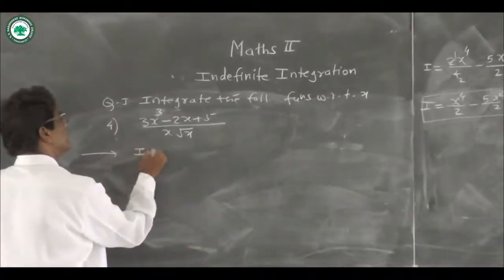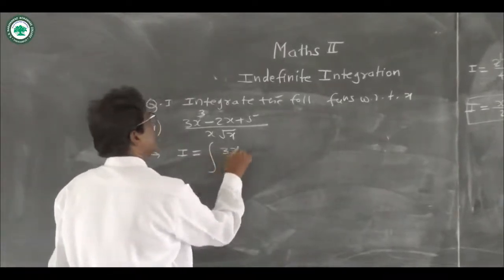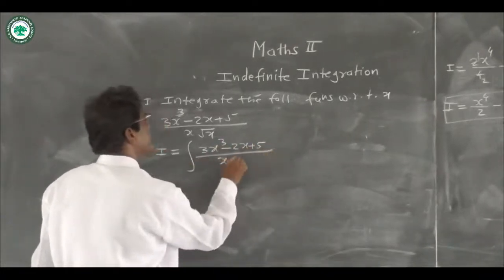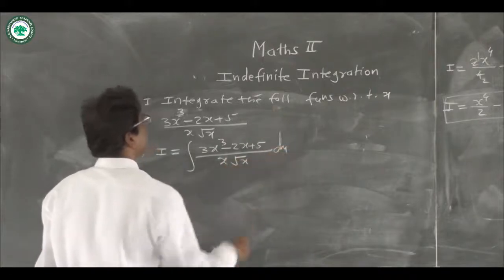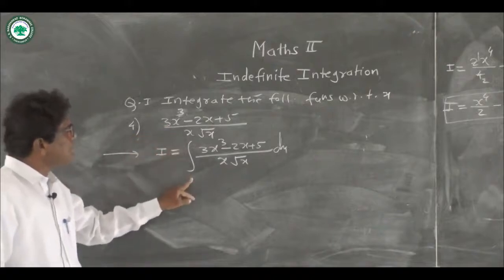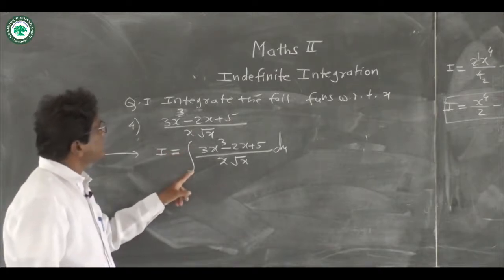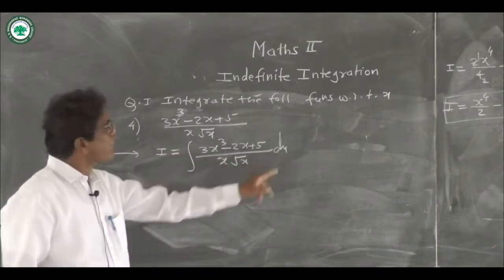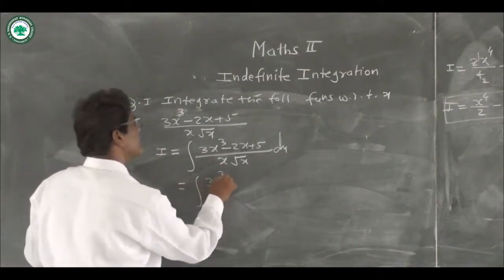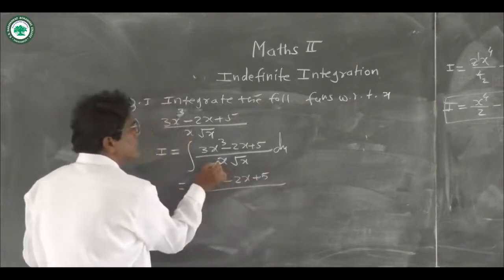Let I is equal to, we write the integration sign, integration of 3x cube minus 2x plus 5 upon x into root x dx. Firstly, we write the given problem as I and then this integration sign and dx. It is compulsory. When we write the integration sign here, always write dx. Now here integration of 3x cube minus 2x plus 5 upon x root x.